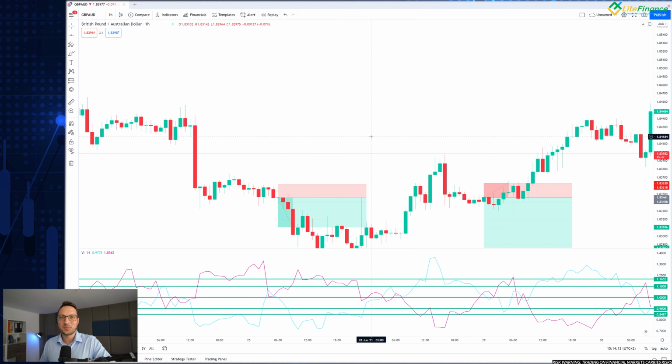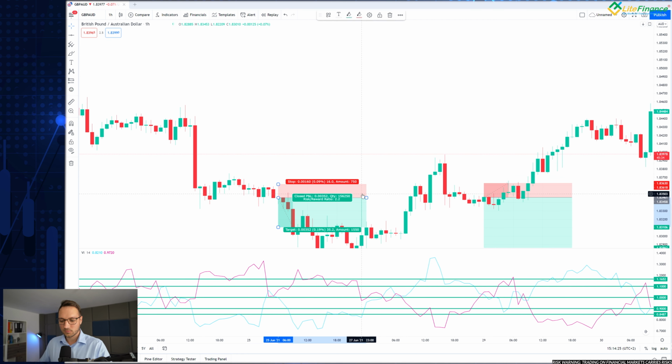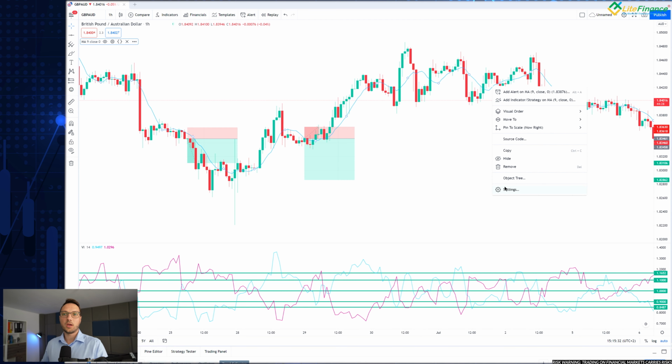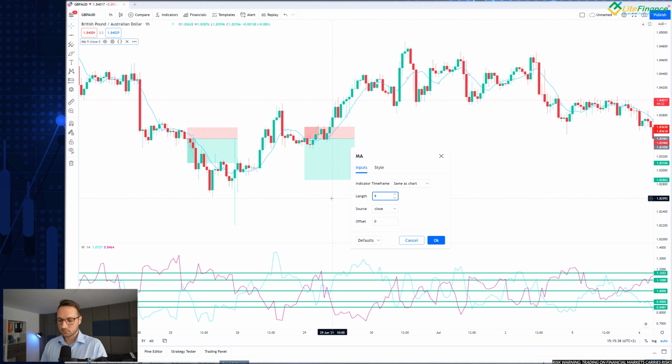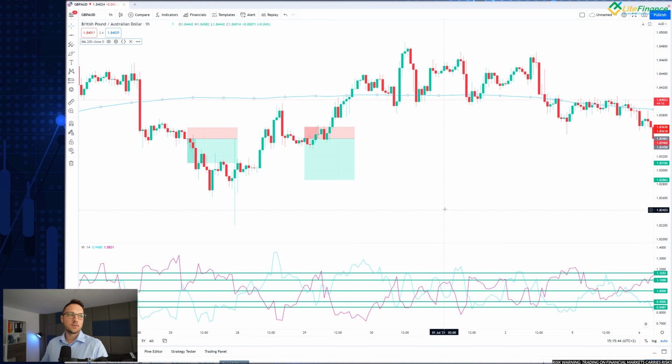And what is better than the moving averages? So the next strategy would not be based on those zones. It would be just based on crossovers and 200 moving average. Okay, so we have our moving average line right now, and let's set it to 200. And the situation is as follows.